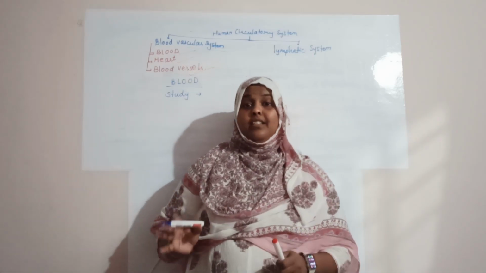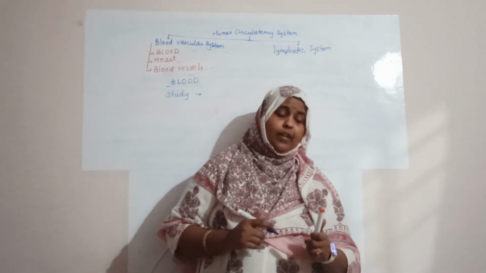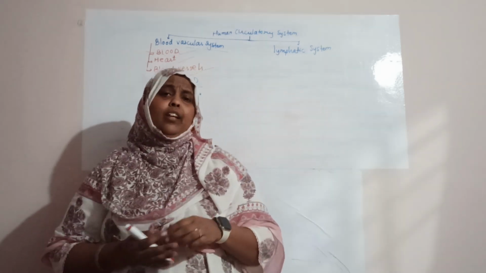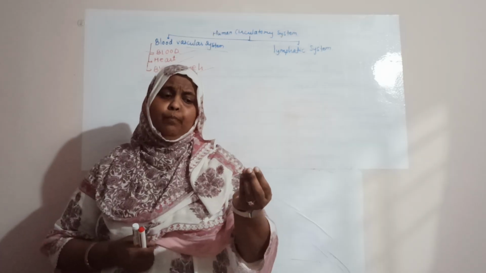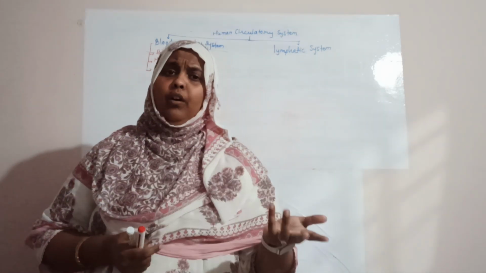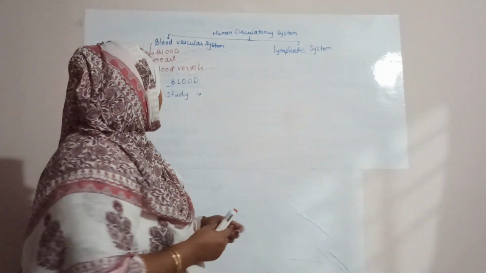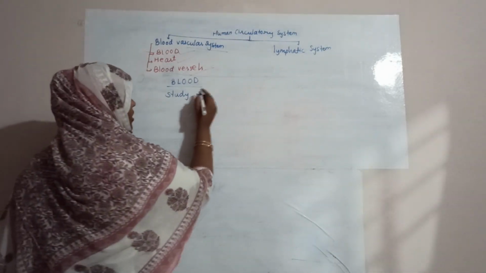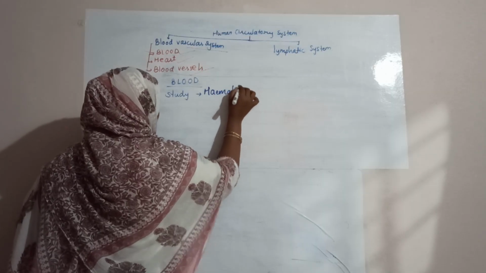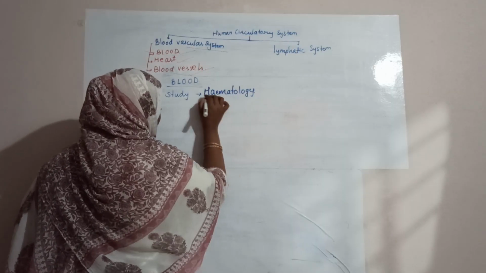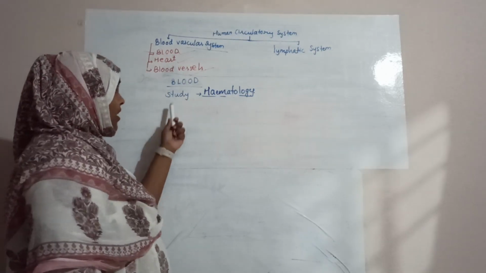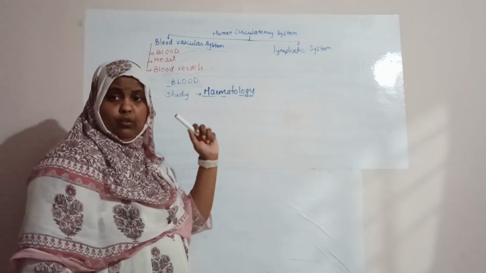So when we study about the blood, for example, if we are suffering from any disease, what happens? The doctor tells us, please do a blood test. Through the blood test we easily identify our particular disease. So the study of blood is known as hematology. Hem means blood, logy means study. The study of blood is known as hematology.